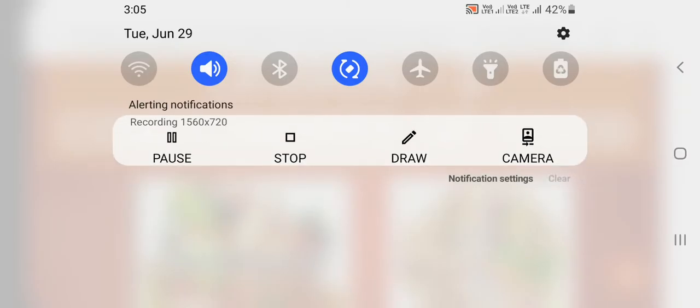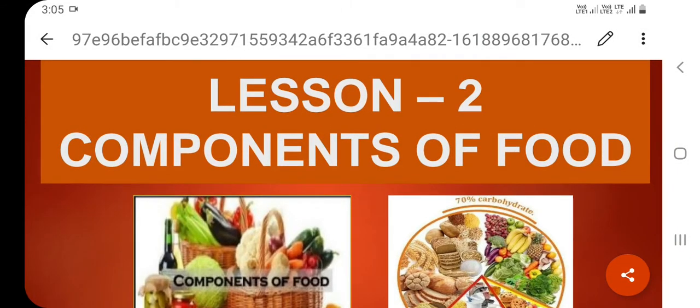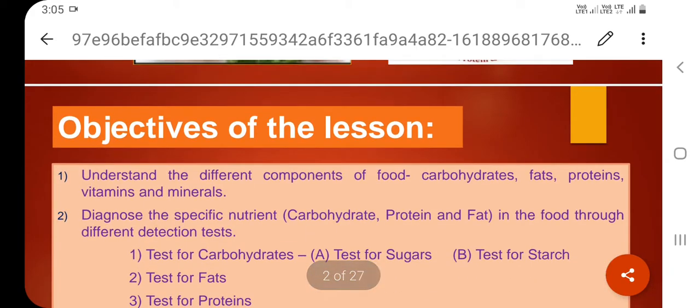Today we are going to learn about lesson 2, components of food. So let's begin. Objectives of this lesson: today we are going to learn about carbohydrates, fats, and the tests for them: A. Test for sugars, B. Test for starch in carbohydrates and for fats.